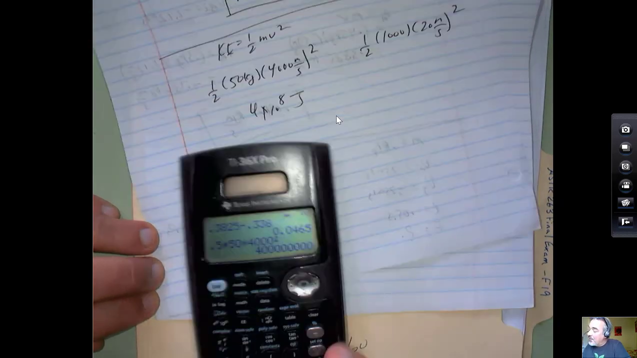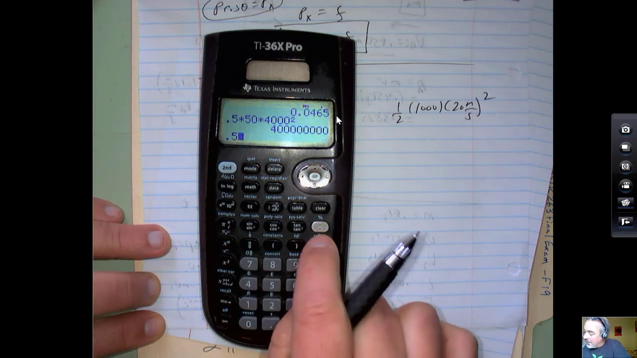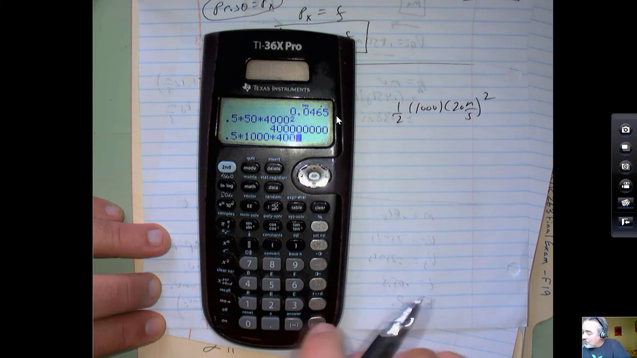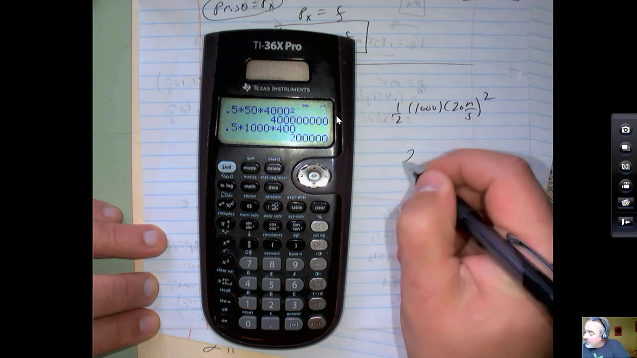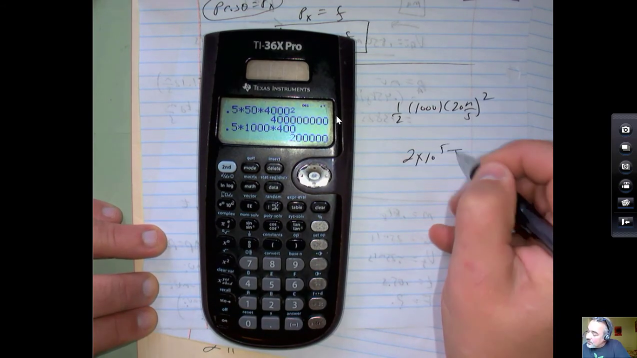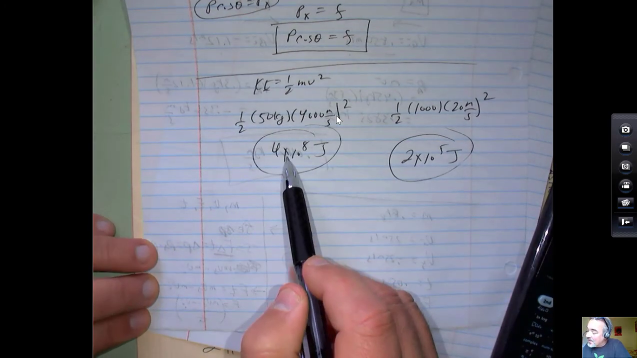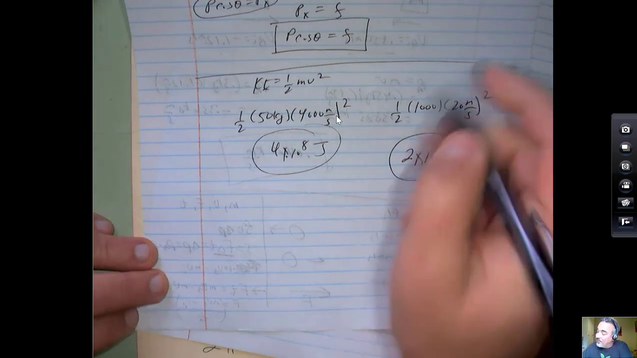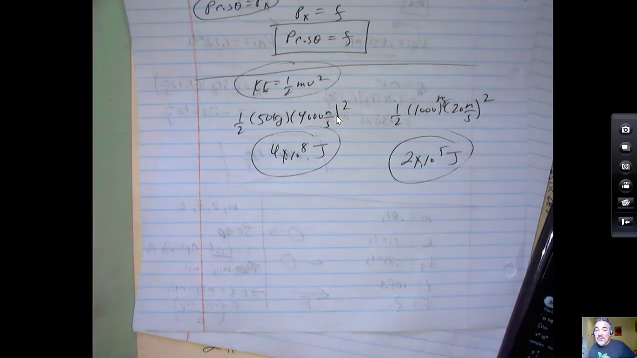And then we can look at the other one. 0.5 times 1,000 times 20 squared, or in other words 400. So this is a lot less: 2 times 10 to the 5th joules. So definitely the lighter one traveling faster has more kinetic energy than the more massive one traveling slower. So just put the numbers in and see which one is greater. You'll have something similar to that on the practice or on the actual test. All right, let's go on to the next one.